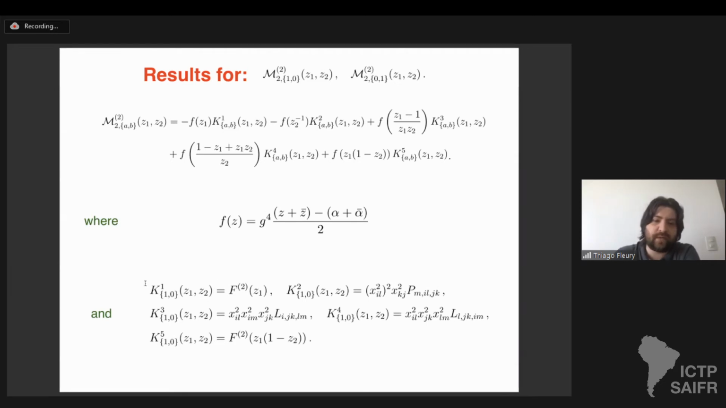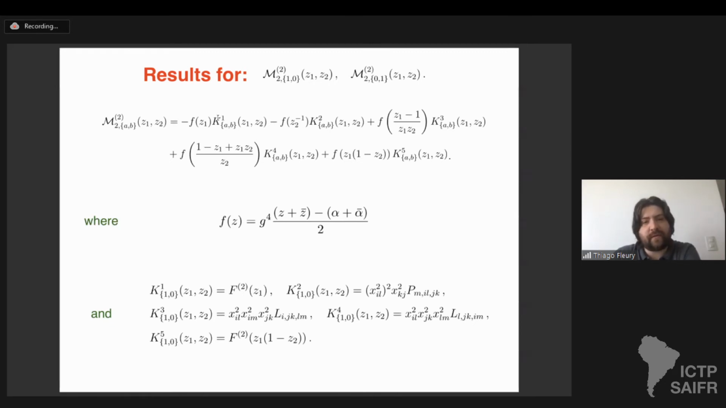At two loop, you have the result here. So some more complicated integrals appear. That is the ladder 2. That is the pentaladder that I will define for you in a moment. That is the double box integral, and that is also, again, the ladder 2.